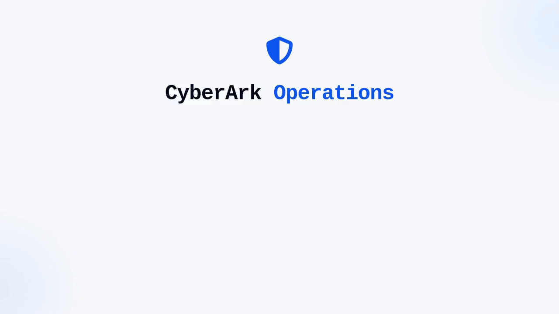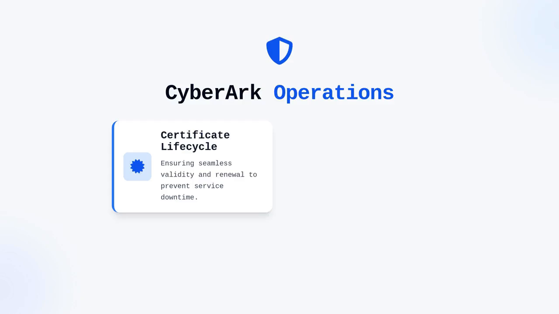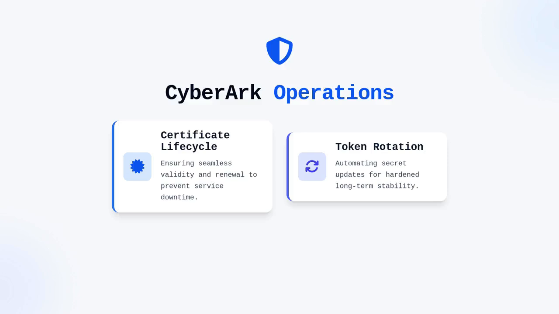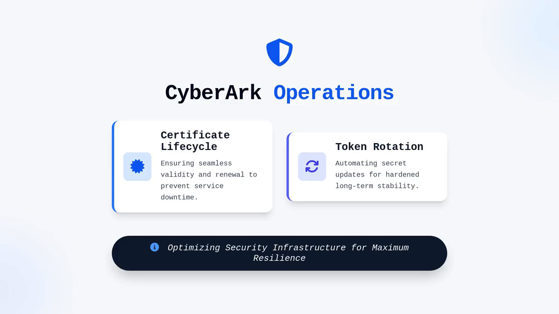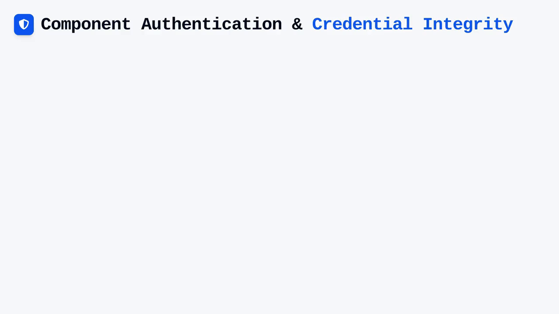Welcome back to our exploration of CyberArk operations. Today, we are centering our discussion on the intricacies of certificate lifecycle management and token rotation to ensure long-term stability. In any enterprise-grade deployment, the security of connection links relies heavily on the integrity of cryptographic credentials. When we talk about component authentication, we are referring to the underlying trust relationship between the vault, the central policy manager, and the various gateway components.